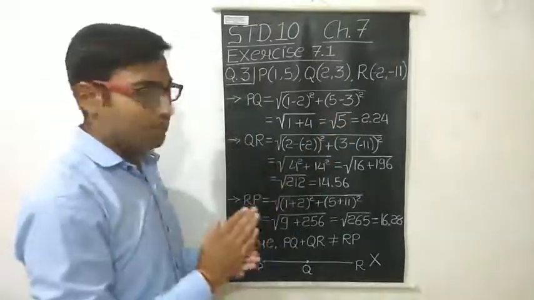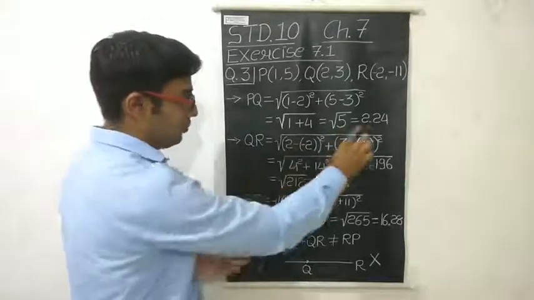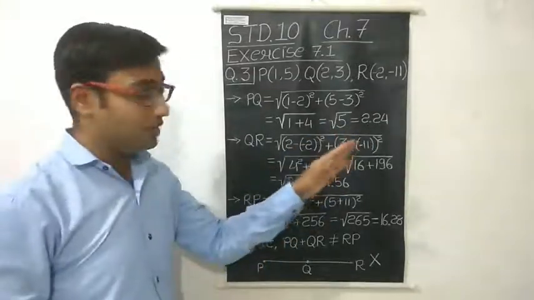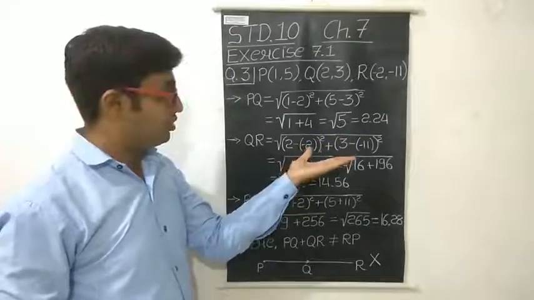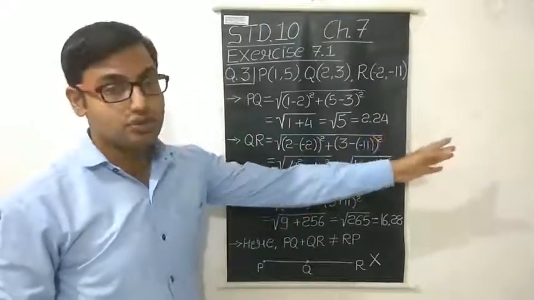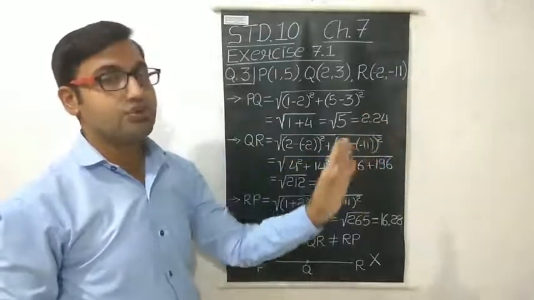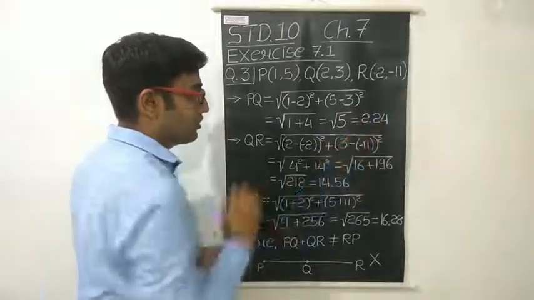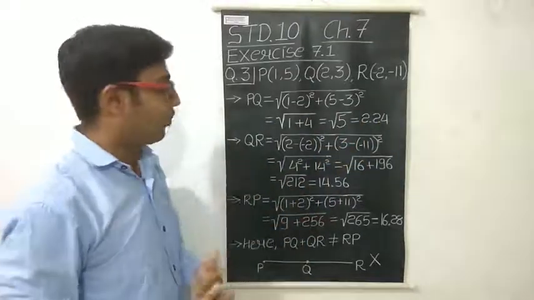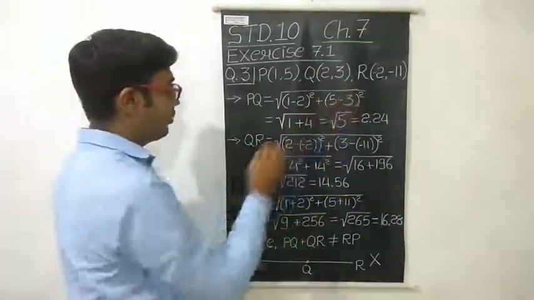An approximate value of under root 5 is 2.24. It is not the exact value because root 5 is an irrational number, so its decimal expansion does not stop. That is why we have taken the approximate value. Root 5 is approximately 2.24. Now find the distance QR.